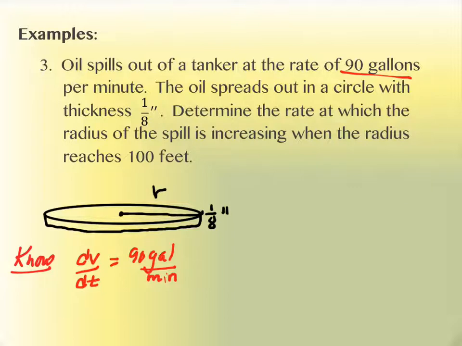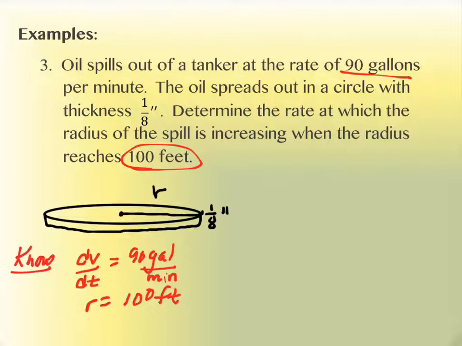What else do we know? One more piece of information that we know. The thickness, but I've already got the thickness labeled. Something else that I haven't labeled yet. Yeah, this last piece of information is that at some moment in time the radius has a quantity. So the radius at some moment in time is going to be 100 feet. Does that make sense to everybody?